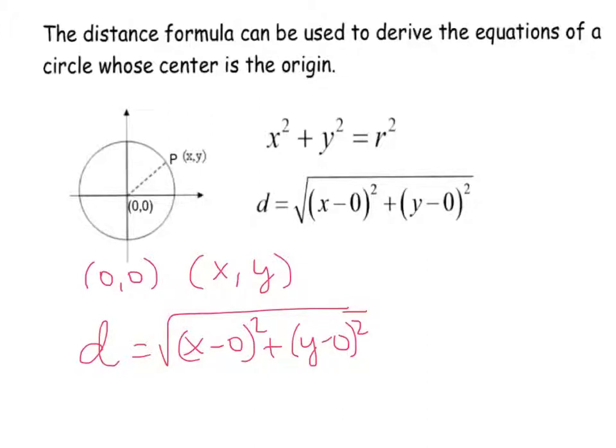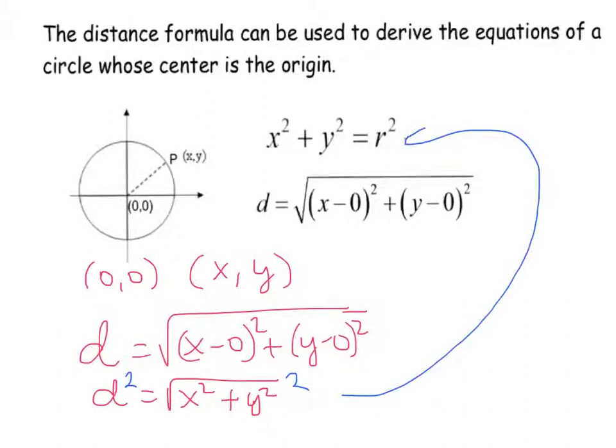If I simplify, I simply get the distance will equal the square root of x squared plus y squared. And if I square both sides of the equation, I end up having the equation of the circle that is centered at the origin. The equation of this circle is x squared plus y squared equals the radius squared.